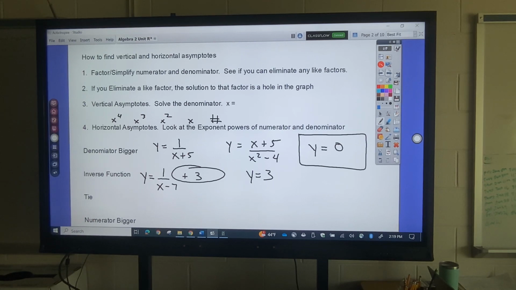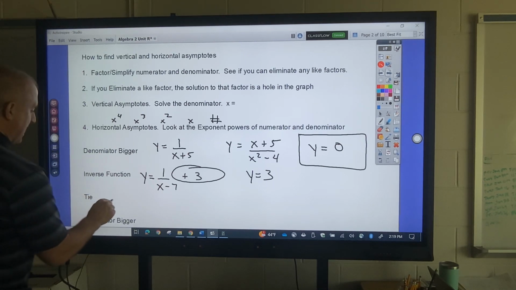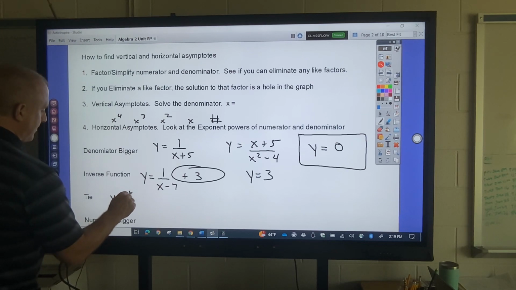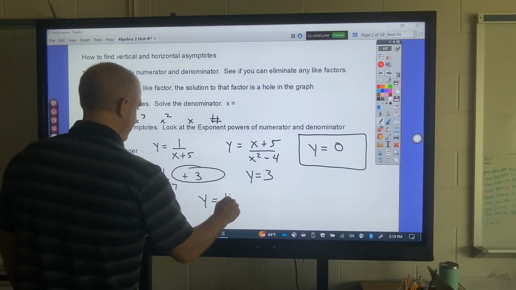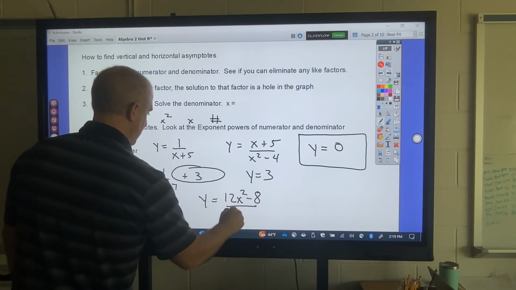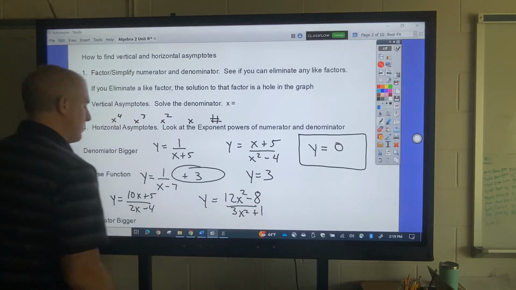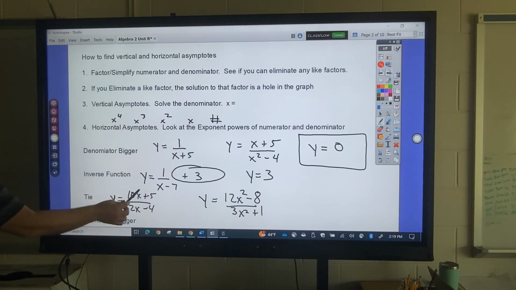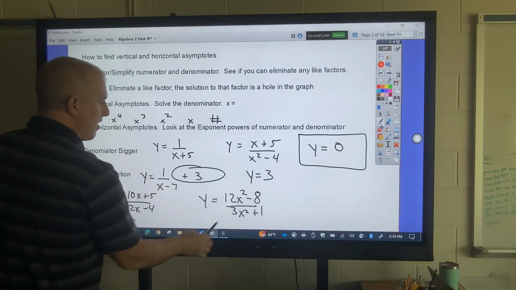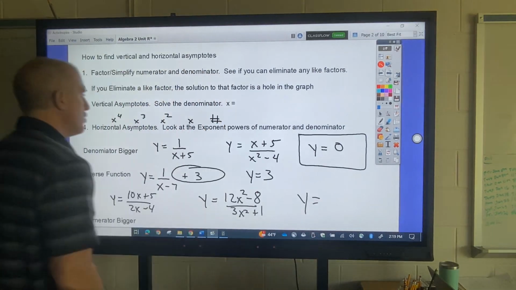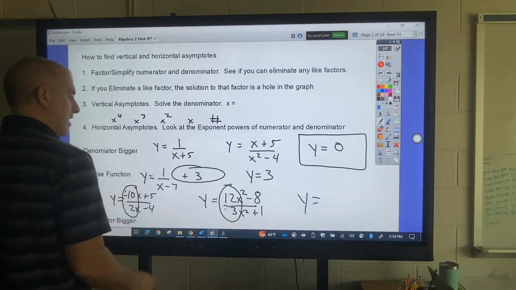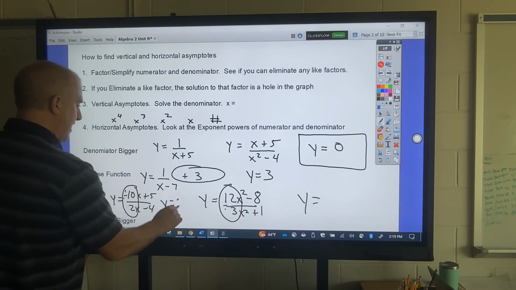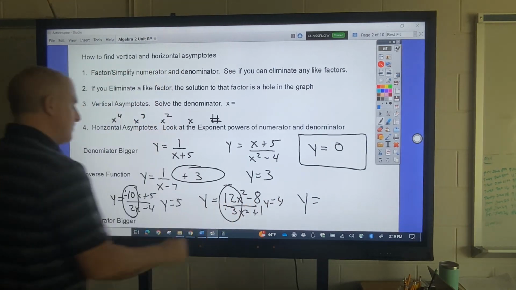What happens if you have a tie? What would be an example of that? Something that looks like this. As you can see, the power of 1 ties, the power of 2 ties. So what you do is you divide the coefficients in front of those leading terms. In this one, this would be y equals 5, and this would be y equals 4. So what you have to do is divide those.